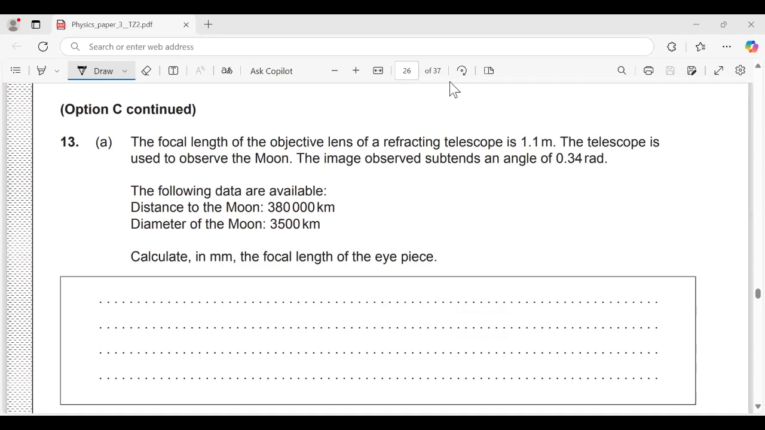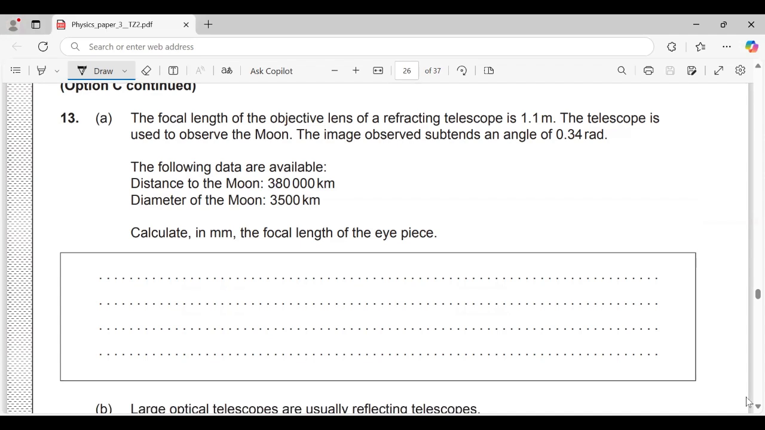Number 13, the focal length of the objective lens of a refracting telescope is 1.1 meters. The telescope is used to observe the moon. The image observed subtends an angle of 0.34 radian. The following data are available. Distance to the moon is 380,000 kilometers. Diameter of the moon is 3,500 kilometers. Calculate in millimeters the focal length of the eyepiece.